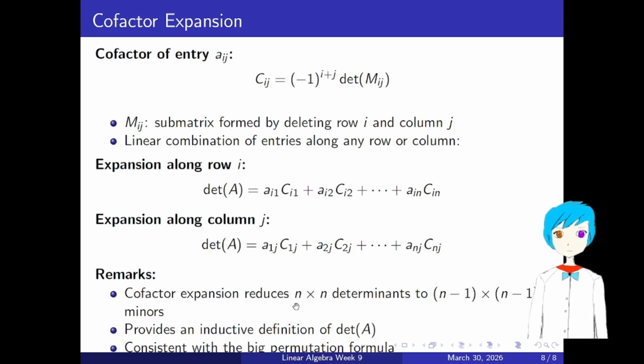The cofactor expansion reduces n by n determinants to n minus 1 by n minus 1 determinants. So it provides an inductive definition of the determinant of A, and it's also consistent with the big permutation formula.